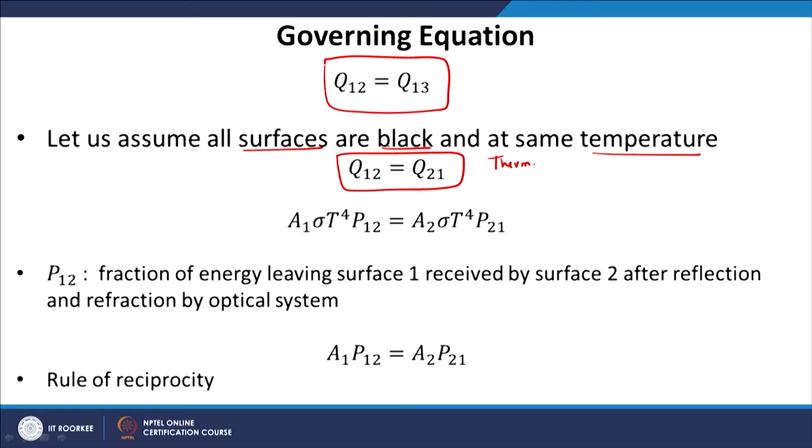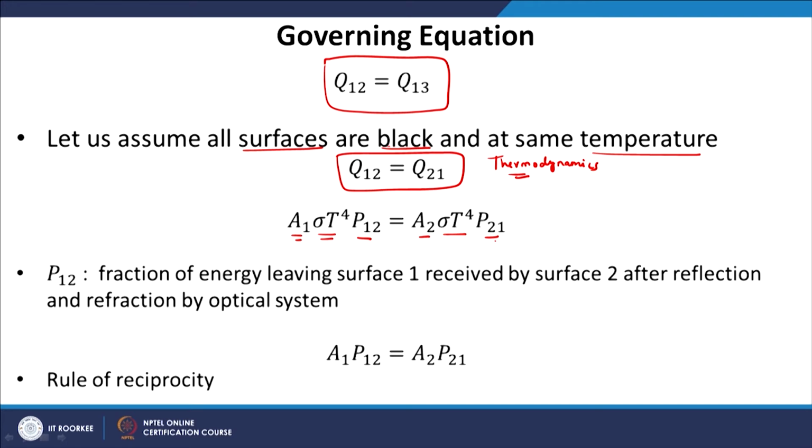If both are at the same temperature, then from the thermodynamics point of view Q12 should be equal to Q21, and all the bodies are at the same temperature. Now, Q12 can be written as A1 sigma T to the power 4 P12. P12 is equivalent to the view factor, though it is not necessarily the view factor. I will explain what P12 is. The right hand side becomes A2, the area of surface 2, sigma T to the power 4, because the temperature is the same, and P21.